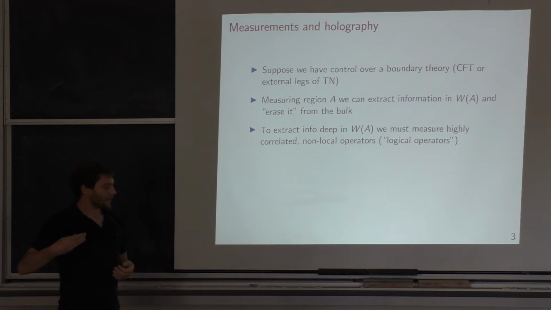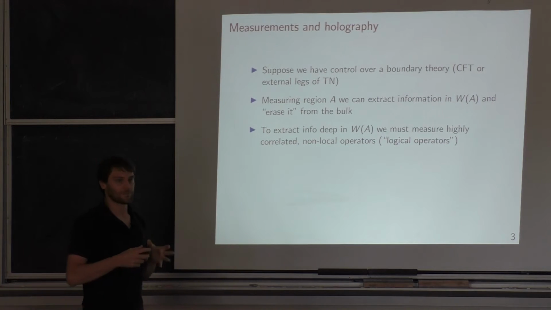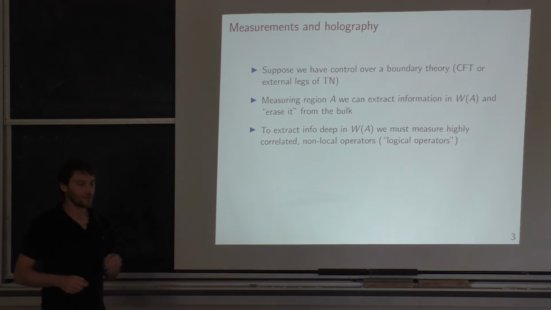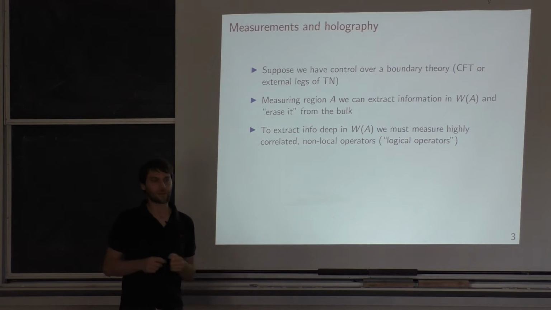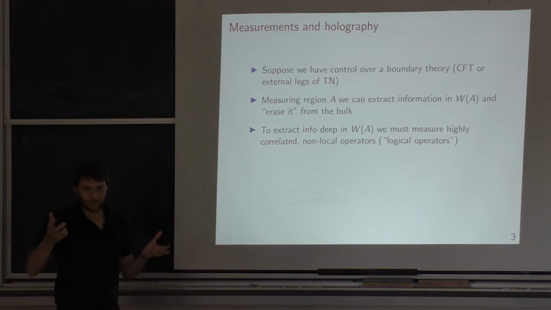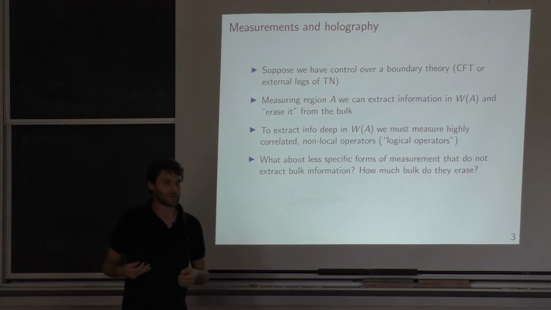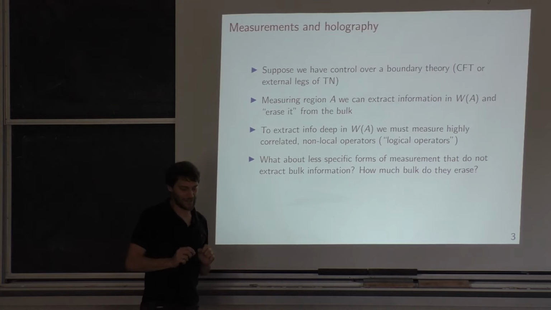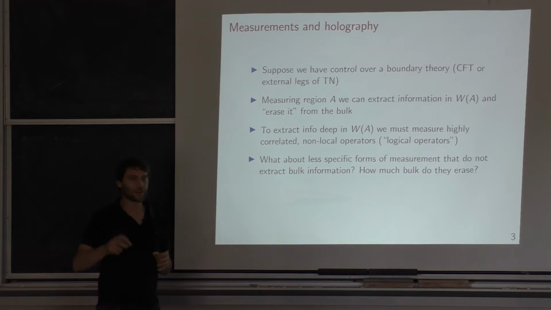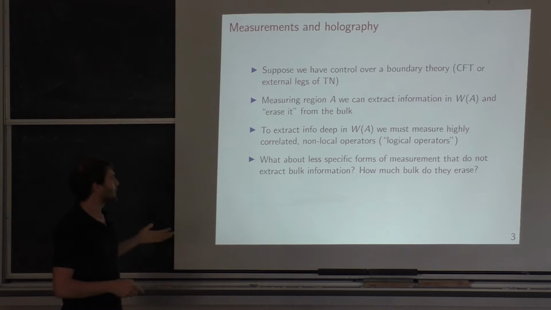But in order to extract information which is deep into the entanglement wedge, you must perform some very correlated measurement, some non-local operation on the boundary. From the quantum error correction point of view, you must measure a logical operator of the bulk which is pushed to the boundary as a very non-local and correlated operator. So one could ask, what if I perform a simple form of measurement? I will make precise what I mean by simple. Essentially, try to measure something much more locally, without measuring some very non-local or highly entangled operator on the boundary. What happens in that case?